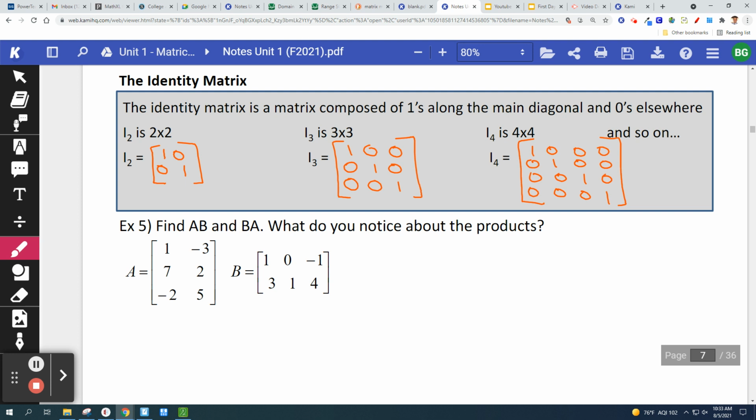Find AB and BA. What do you notice about the products?